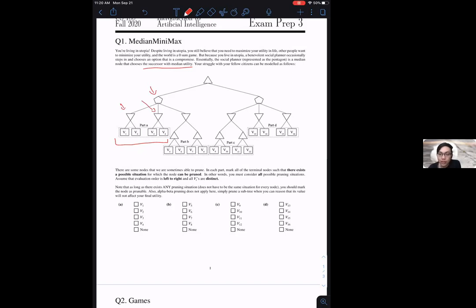And in either case, we would have to look at V1 and V2 along with V3 and V4, just because knowing V1 doesn't let you prune V2 because it's just a minimizer, and knowing V3 doesn't let you prune V4 because that's also just a minimizer. So in this case, the answer is none.